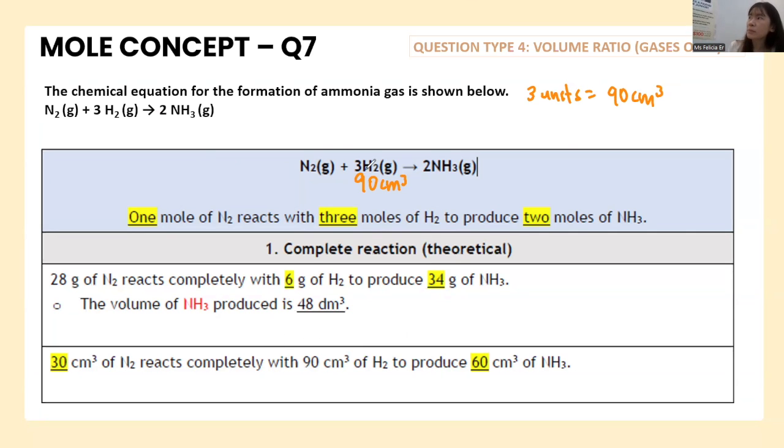So in this case, if you are supposed to calculate for nitrogen, can you see that it's 1 unit? Then just do your simple math. If 3 units is 90, 1 unit isn't it 30? So that's how you get the number 30.